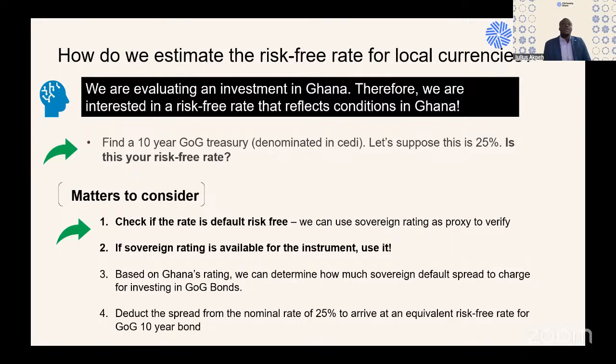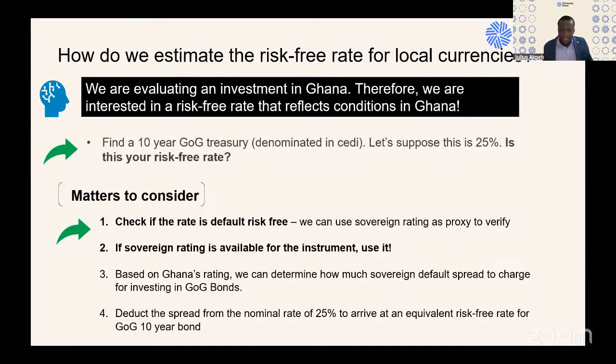Now, if the government of Ghana is not default risk-free, then we can conclude that the 25% there is not risk-free. It has an element of return that is compensating investors who buy its bonds for bearing credit risk. That's the whole idea here.